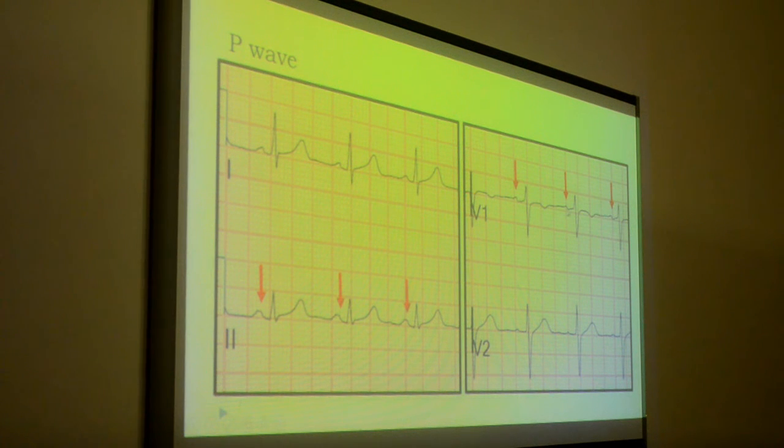And I'm not sure if you can see it clearly here, but this is the biphasic wave. It goes up, there's a positive deflection, then a negative deflection. Can you see it? Yeah. Positive here, negative here. This is V1.